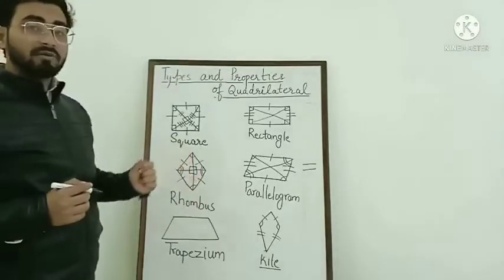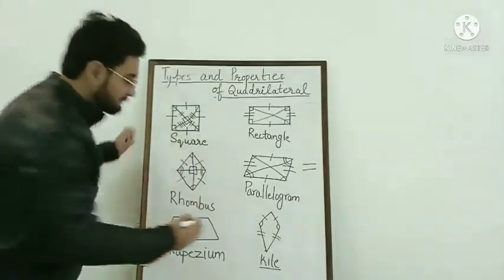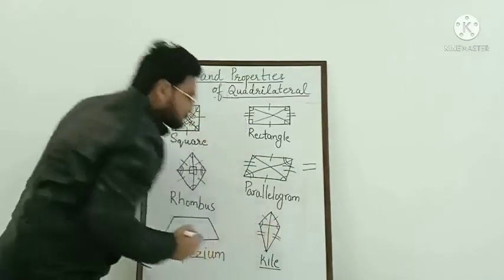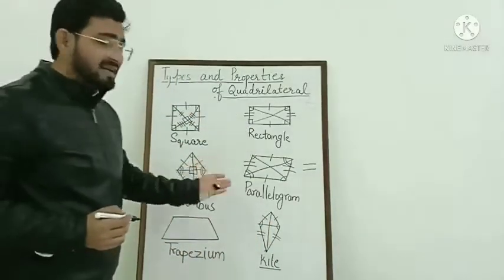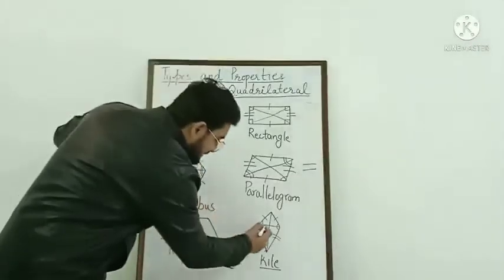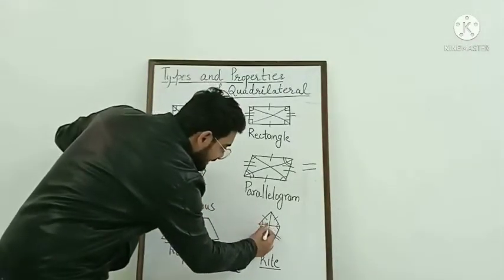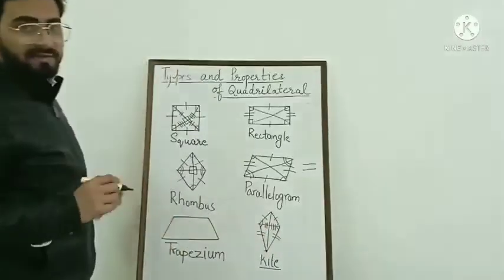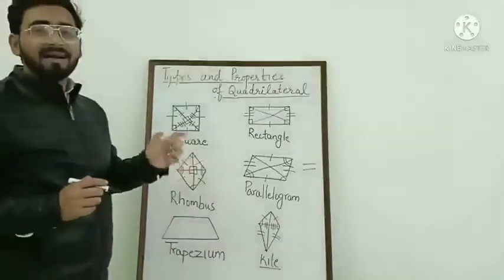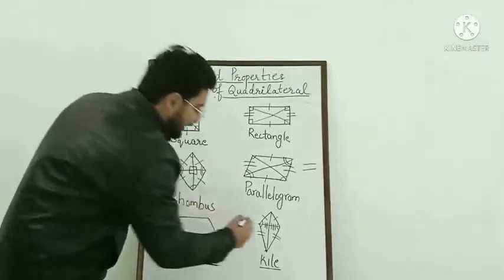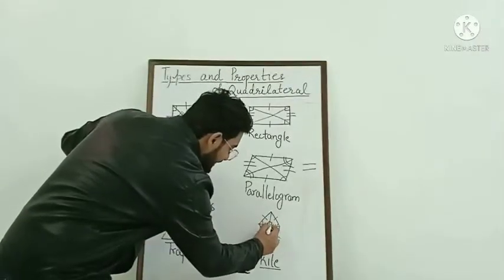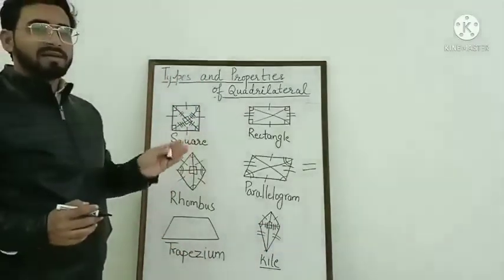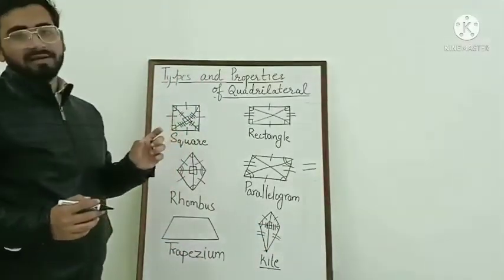Now if we talk about the diagonals of a kite, these are the diagonals. Only one diagonal bisects, this one, not this diagonal. Always remember that. And the diagonals intersect each other perpendicularly, that means they make a 90 degree angle. So these all are the properties and types of quadrilateral.